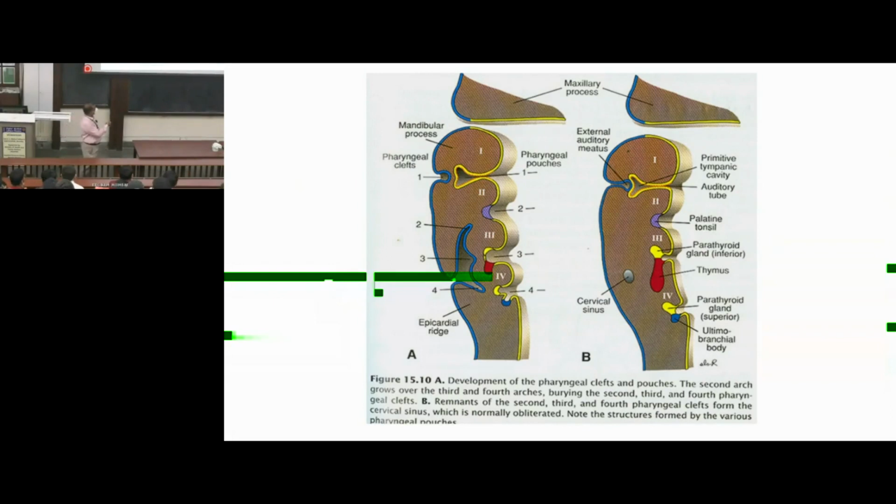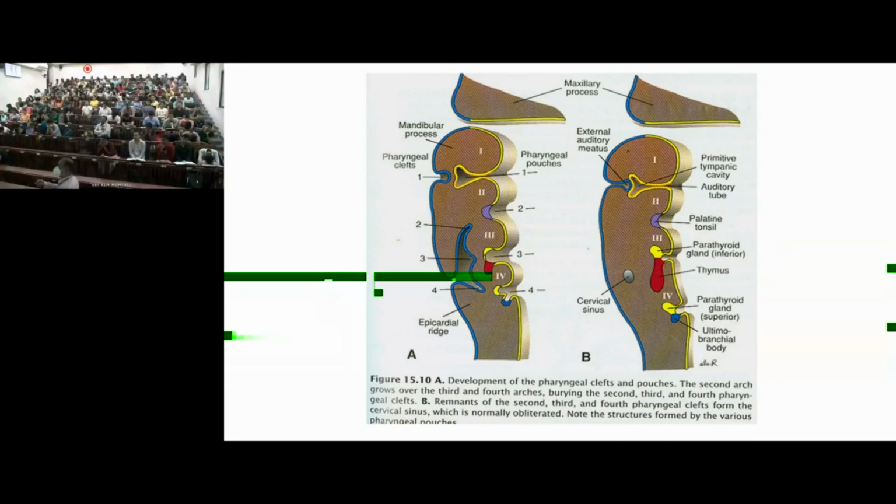Then what happens is that the second arch overgrows and hides the remaining clefts. The second arch overgrows the remaining clefts. That is what is shown here. The second, third and fourth cleft, they obliterate. Obliterate means they will disappear subsequently because of the overgrowth of the second arch, and that forms a smooth contour of the neck here.